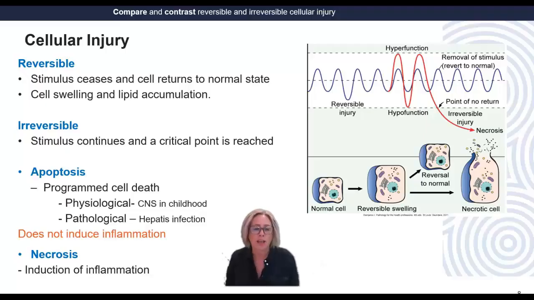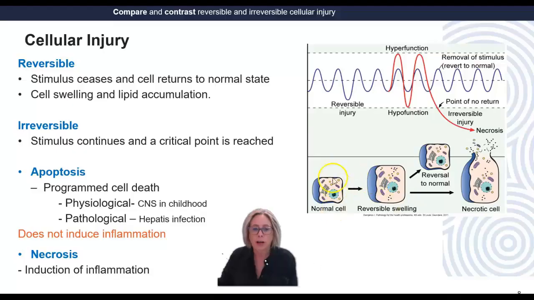Pathological apoptosis, then, an example would be hepatocytes in the liver undergoing programmed cell death when they've been infected with, say, a virus such as hepatitis. Now, the really important thing to get from apoptosis is that it doesn't induce inflammation, whereas the other type of cell death, which is necrosis, does induce inflammation. Now, this little figure over here is actually showing you necrosis. We're going to go through apoptosis and necrosis, which lead to cell death. But again, as I've mentioned, the way they get there is very different.